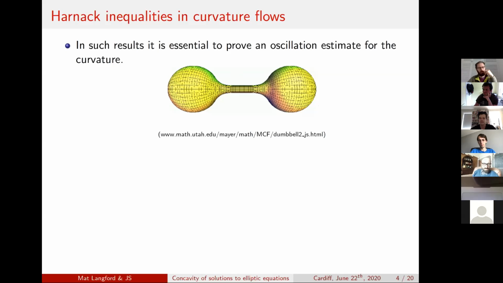And yes, there's a question? So that's if you take the mean curvature. What if you take the Gauss curvature or something?